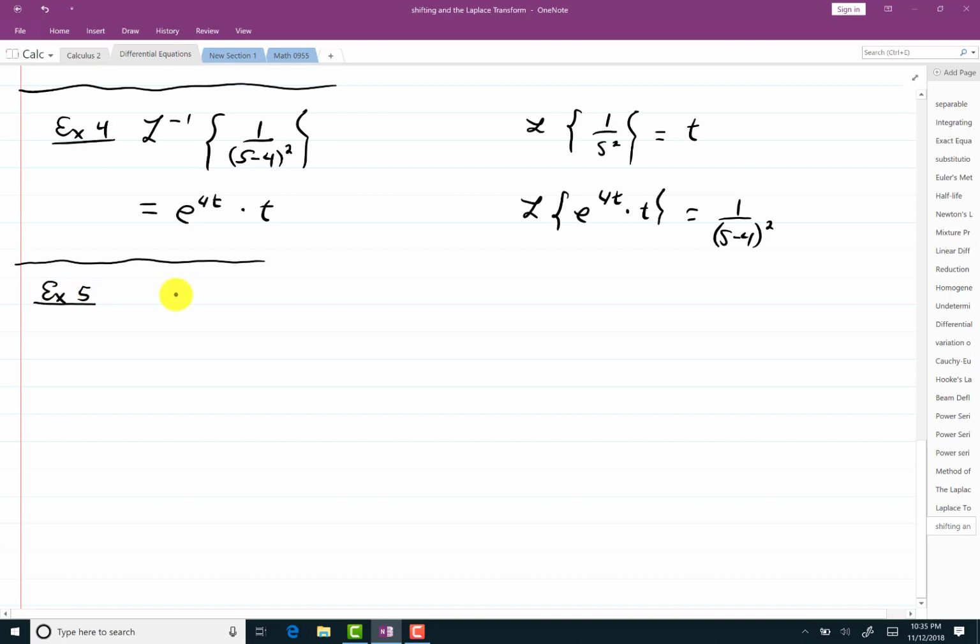Here's a much more complicated example. Let's say we have the inverse Laplace transform of 2s plus 5 all over s squared plus 6s plus 34. Now, one of the things you need to do is start looking at a table of Laplace transforms to see where you're trying to get to. But in general, what you want to do with something like this is to complete the square in the denominator. And I'll show you what that means.